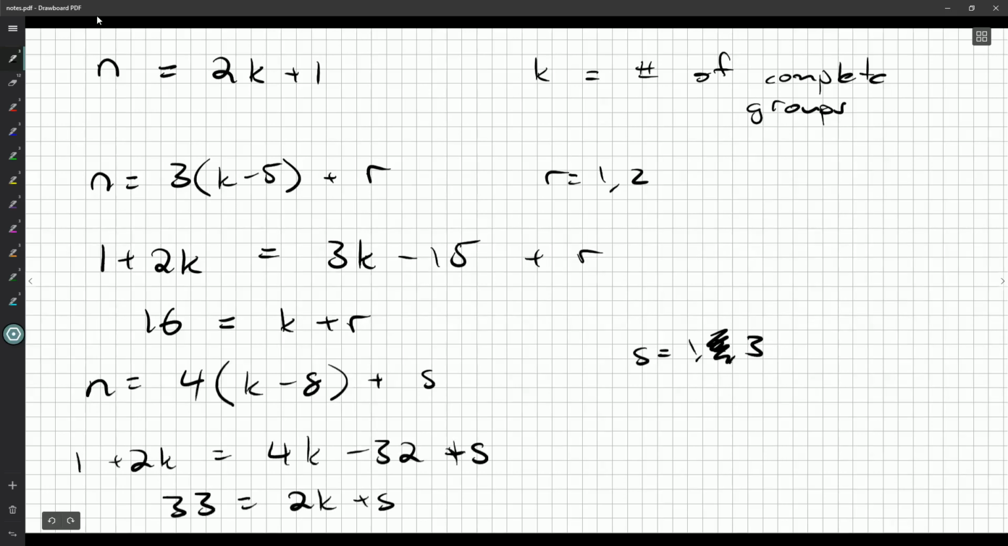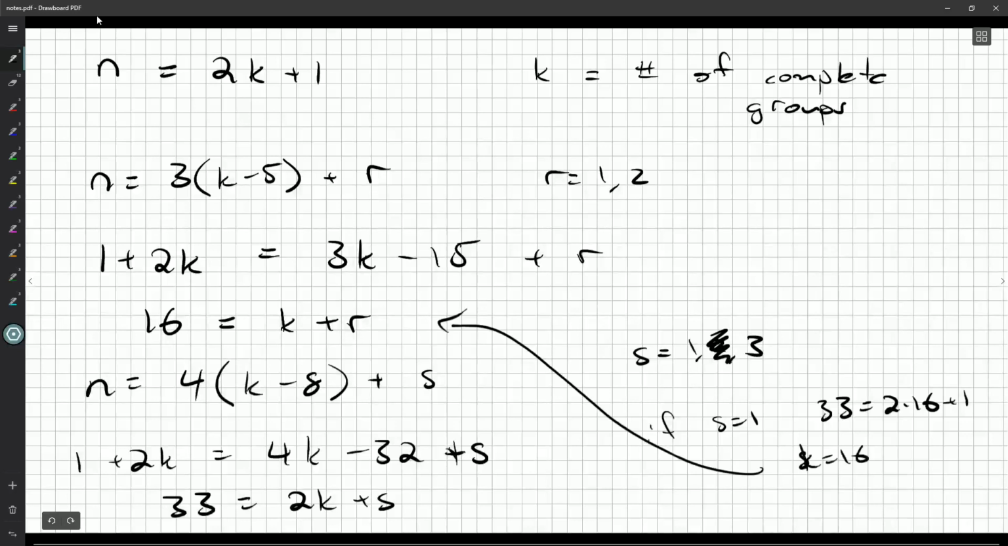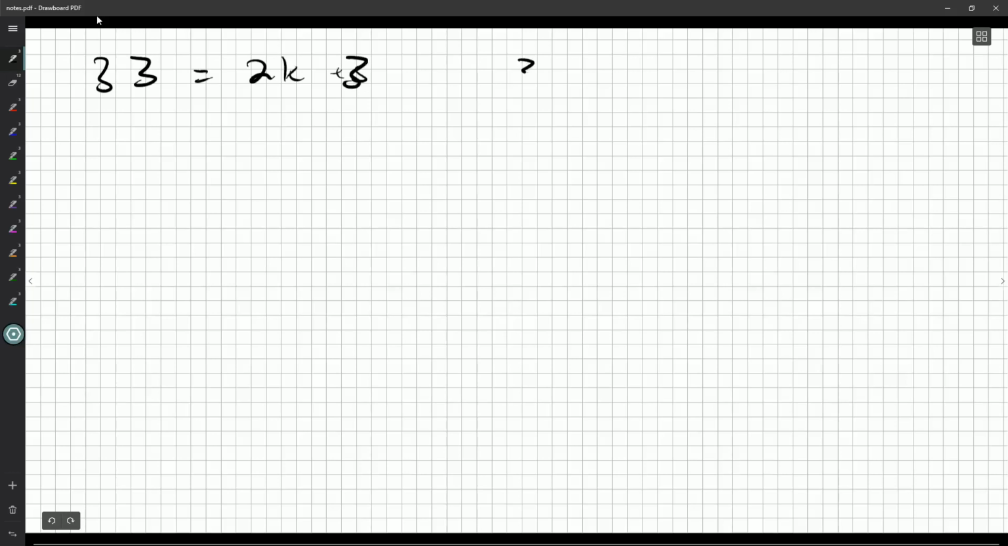Okay. Doesn't exactly help. Oh, if s is equal to 1, then 33 is 2 times 16 plus 1, and so k would be 16, but taking that and plugging that in here would tell me r is equal to 0, and that's not allowed. So s must be 3. So if s is 3, then subtracting 3 from both sides, we get 30 is equal to 2k. K is going to be equal to 15.